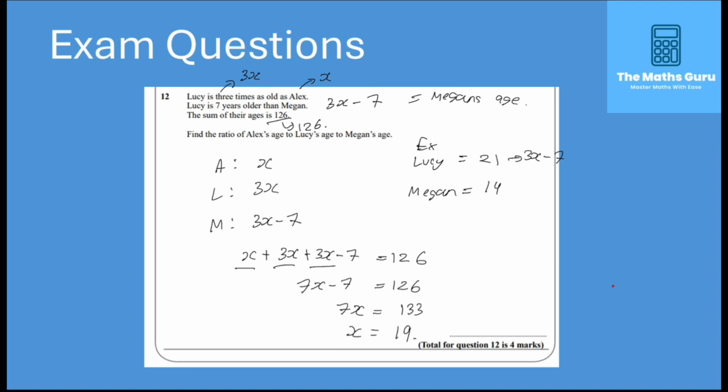But we're not done yet. We need to find the ratio of Alex's age to Lucy's age to Megan's age. So we want to fill in these here. We know that x is equal to 19. So Alex is 19. Lucy is 3 times Alex's age, which makes her 19 times 3, which is 57. Megan is 7 years younger than Lucy. So 57 minus 7 is equal to 50. Hence, we can write the ratio as 19 to 57 to 50. And this cannot be simplified anymore, otherwise we would. And yeah, that answers this question.